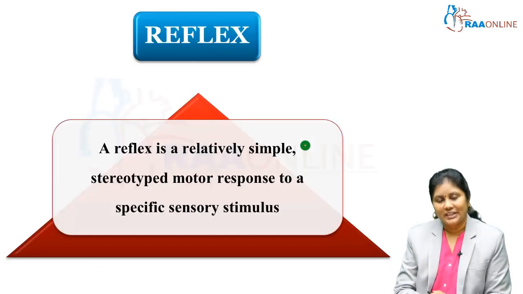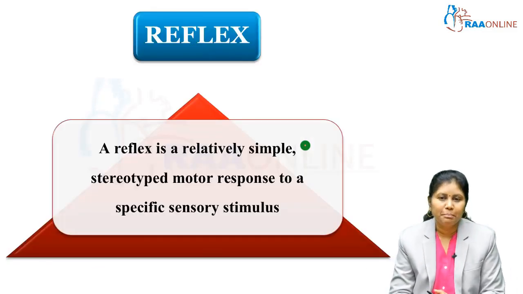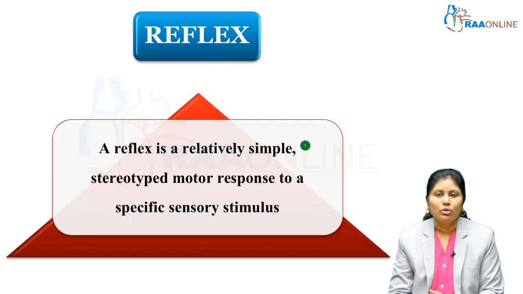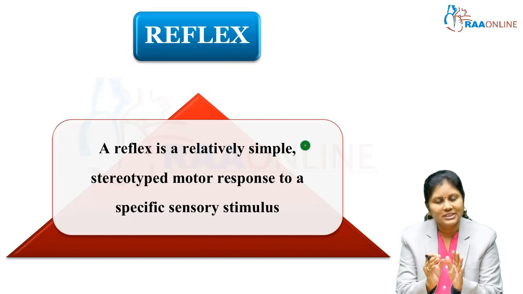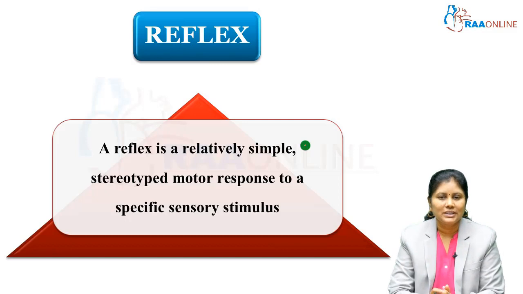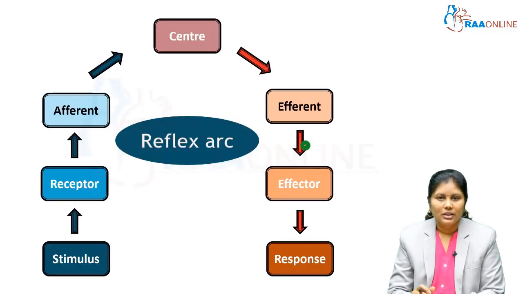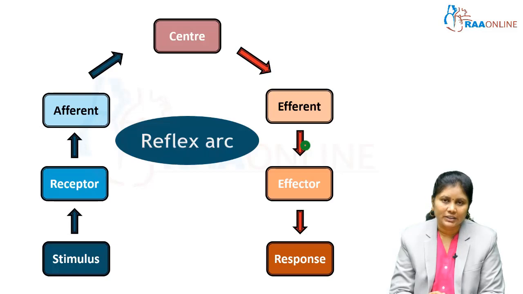Now, what is a reflex? It's a simple stereotyped motor response to a specific sensory stimulus. When a muscle is stretched, it contracts. The stretch is the stimulus, a simple stimulus, and contraction is the response, a simple response. That is called a reflex. For any reflex, there should be certain elements, and the entire set of elements of the reflex is called the reflex arc.